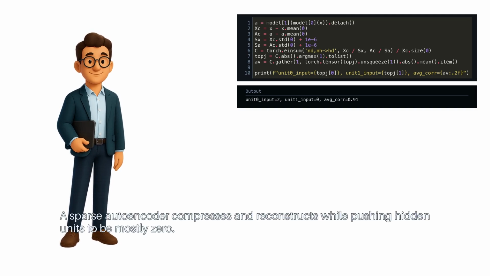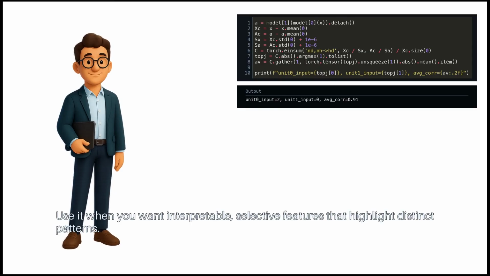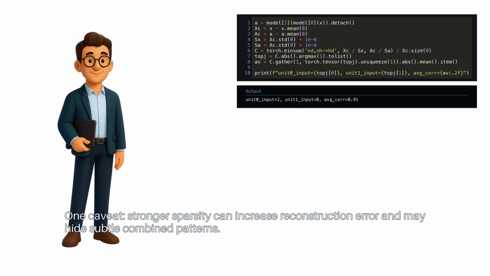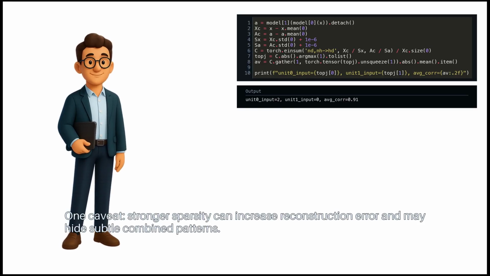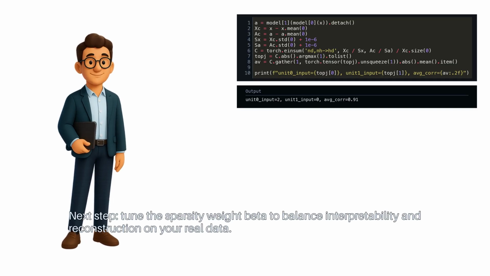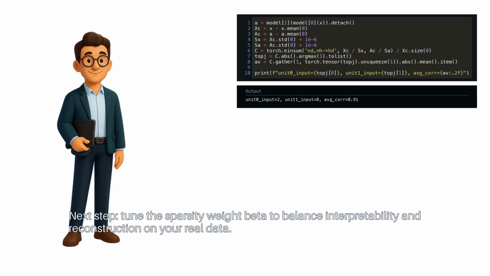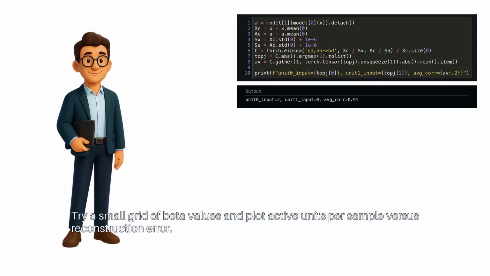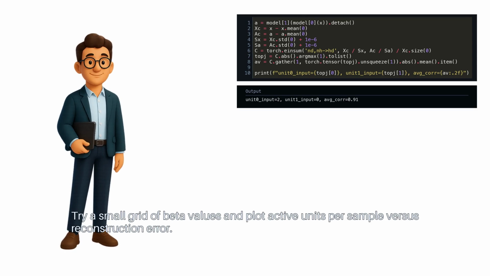Recap. A sparse autoencoder compresses and reconstructs while pushing hidden units to be mostly zero. Use it when you want interpretable, selective features that highlight distinct patterns. One caveat: stronger sparsity can increase reconstruction error and may hide subtle combined patterns. Next step: tune the sparsity weight beta to balance interpretability and reconstruction on your real data. Try a small grid of beta values and plot active units per sample versus reconstruction error.